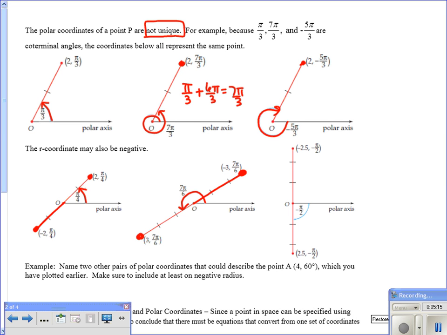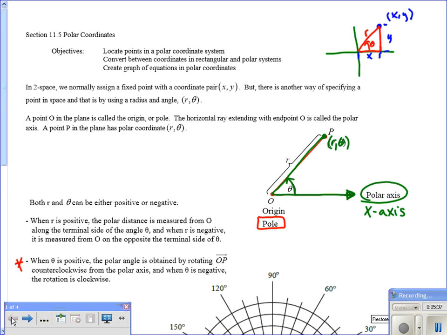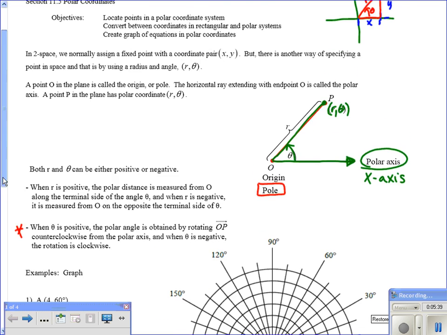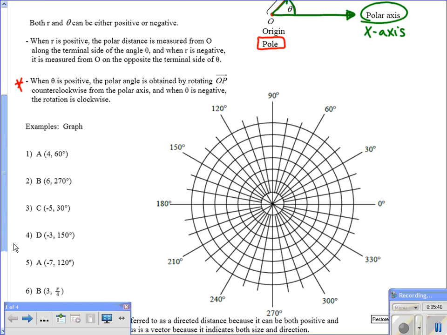So you just have to remember the negative R value means you're going the opposite way. So if I have pi over 2, negative 2.5, pi over 2 would be down here. So this would be 2.5, pi over 2, but if I have negative for my R value, I end up over here. So you have to remember that it's the opposite. So let's go back to our graph over here and let's graph and plot some of these points.